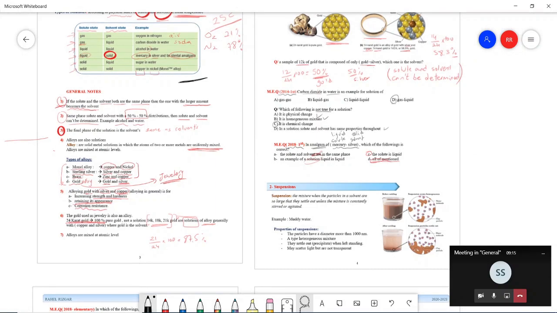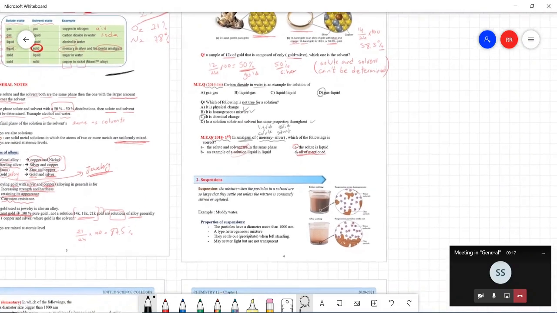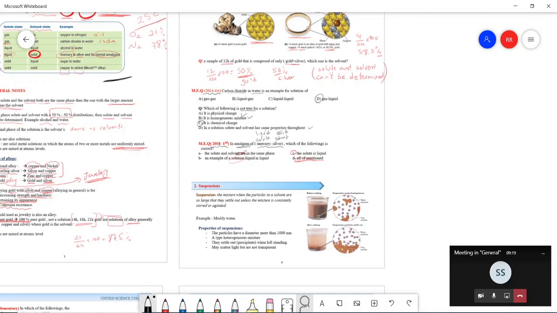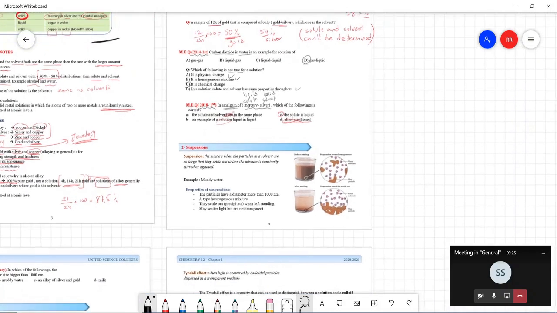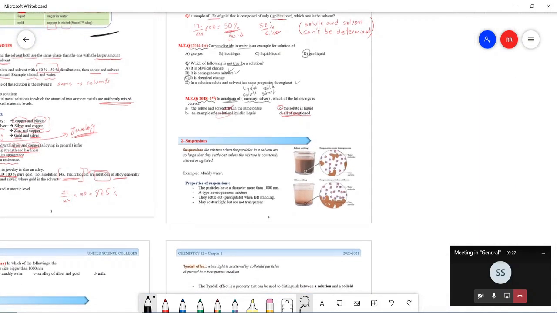What else did we talk about? We talked about gold, how 24 karat gold is 100% gold, while less than that, it becomes a solution. 22 karat, 21 karat or 14 karat are all solutions of gold mixed with silver. Now, that was solutions, the first type of mixture.